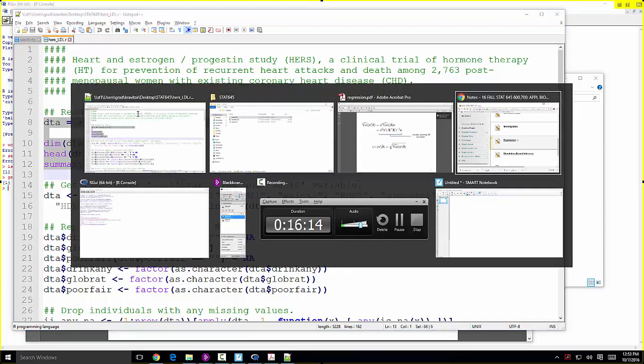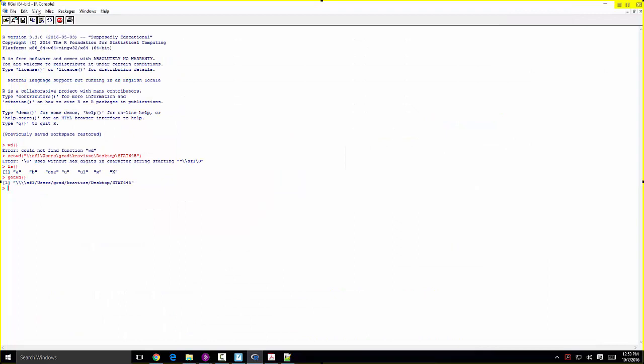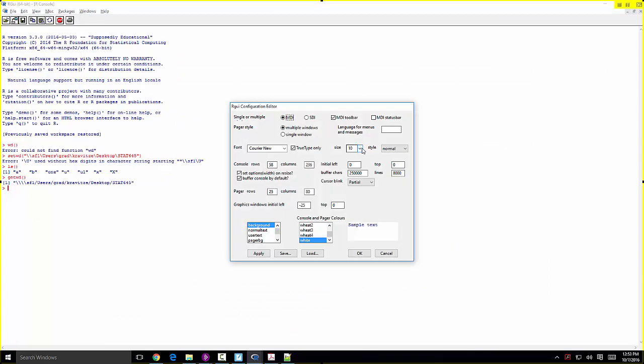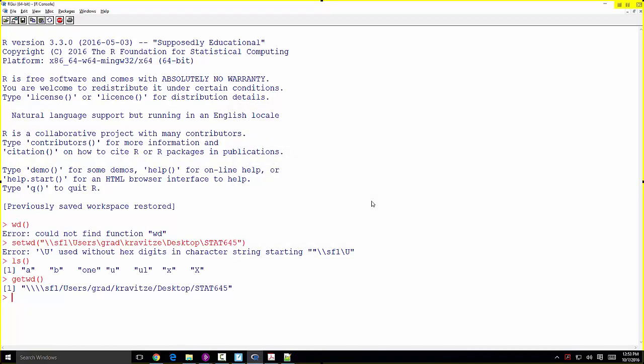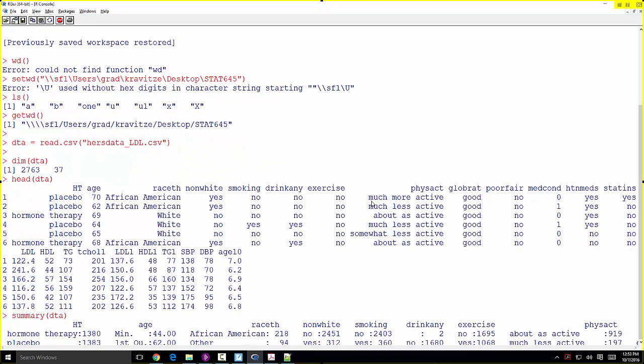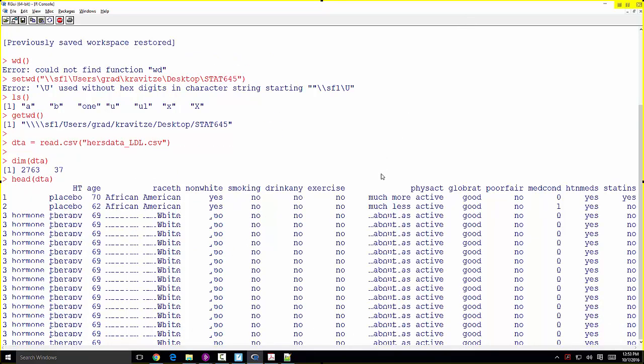Let's take a peek at the data. Let me change the font size here so we can see better. Okay. I need to fix the console to show up.